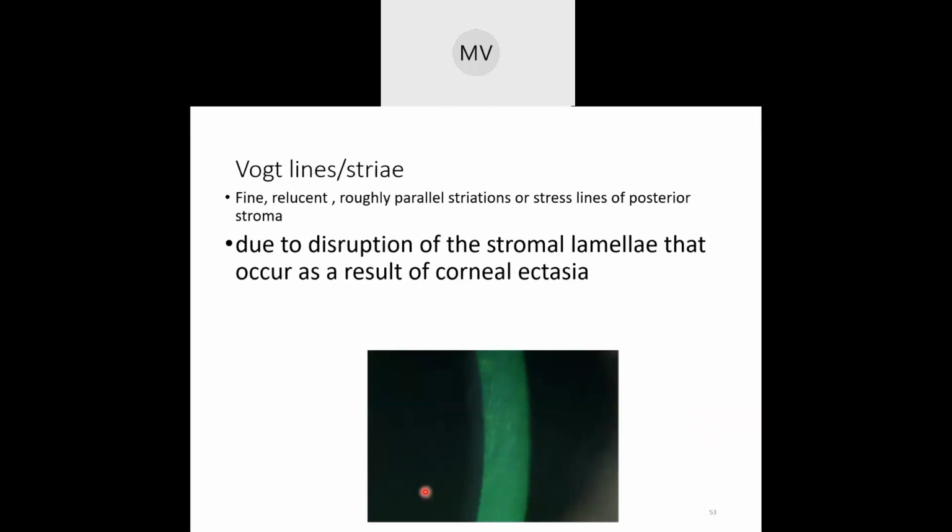Then Vogt striae, Vogt lines or striae, commonly we call it Vogt striae: fine, roughly parallel striations or stress lines of the posterior stroma can be observed. Over here we can see there are rough striations which are vertical in shape due to disruption of the stromal lamellae that occurs as a result of corneal ectasia. So much more prominently we can see the striae over here.